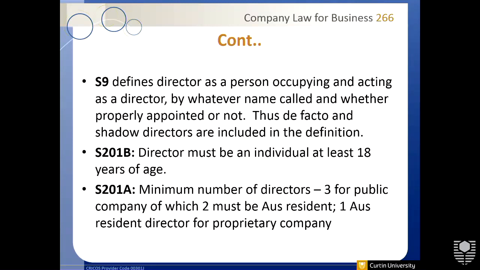The minimum number of directors, Section 201A, tells us public company is 3 and proprietary company is 1. Now, for a public company, at least 2 must ordinarily reside in Australia, and for a proprietary company, that 1 director must ordinarily reside in Australia.